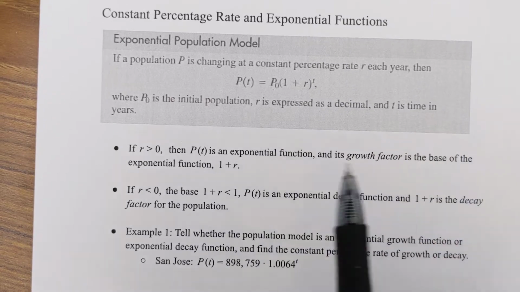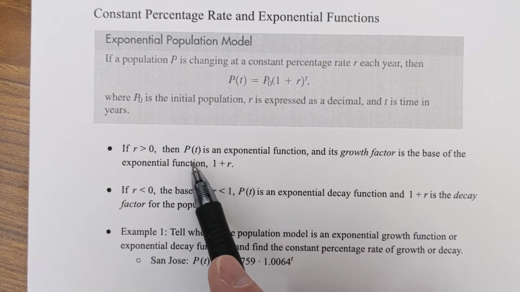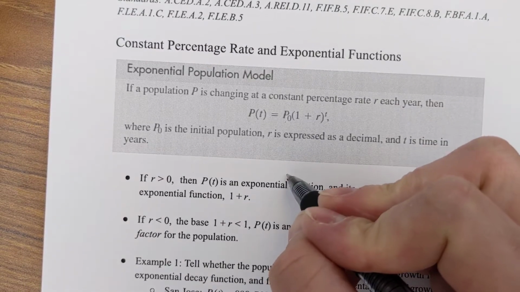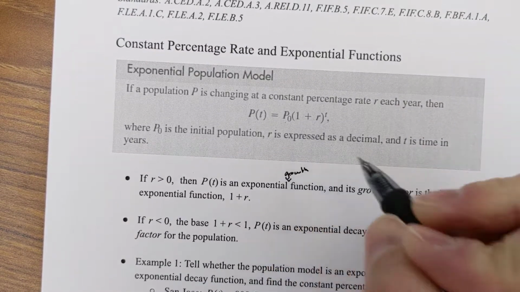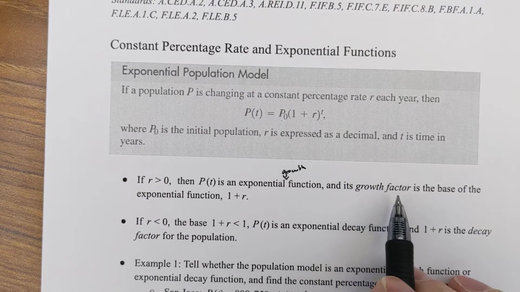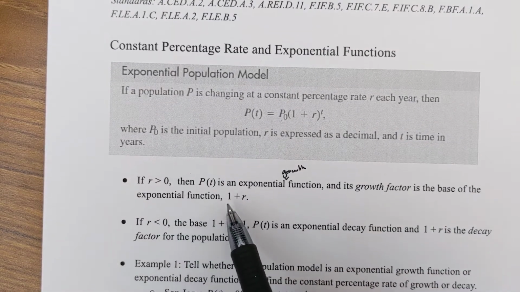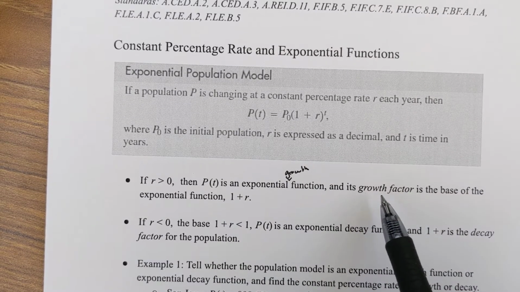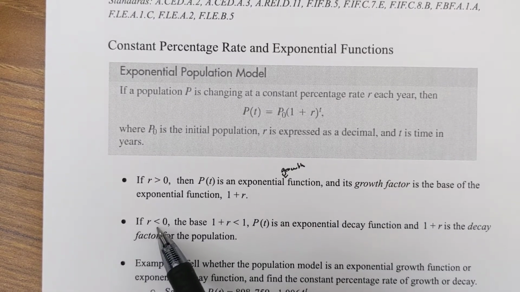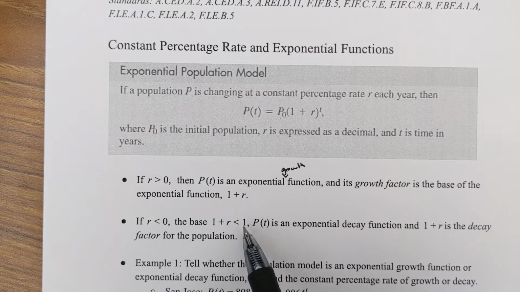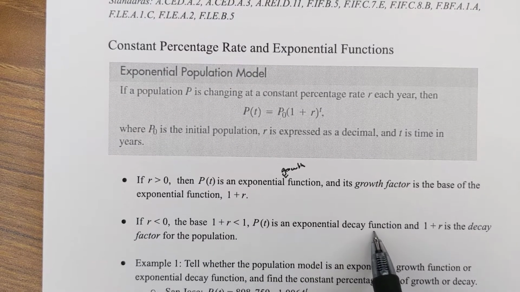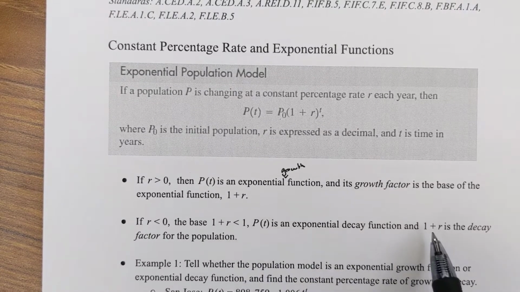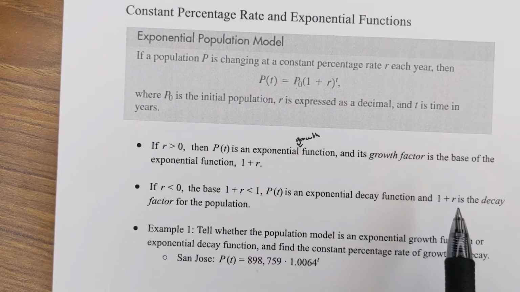So if r is greater than 0, then P of t is an exponential growth function, and its growth factor is the base of the exponential function, 1 plus r. So if you grow at 5%, your growth factor is 1.05. If r is less than 0, the base 1 plus r is less than 1, and you have a decay function, and 1 plus r is the decay factor. So if you're losing 20% of your population, 0.8 is your decay factor.